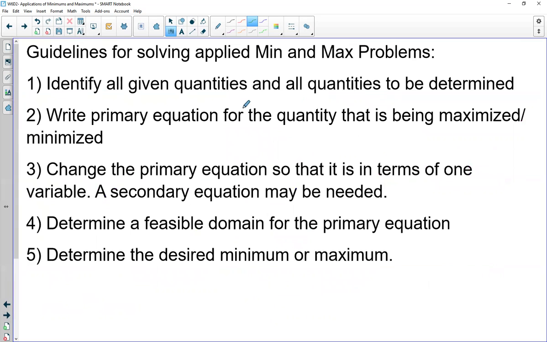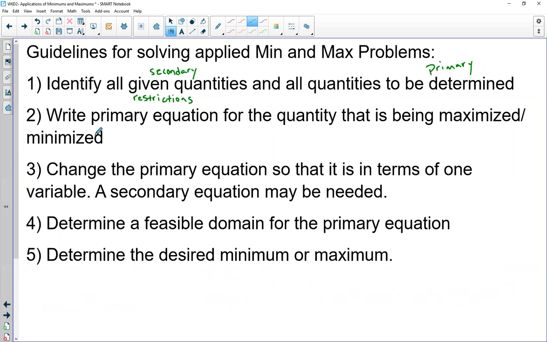Now, just some guidelines for solving applied minimum and maximum problems. We're going to identify all our given quantities and quantities to be determined. Our given quantities are going to be our restrictions or our secondary equations, and our quantities to be determined will be our primary equations. These are what are going to be optimized.